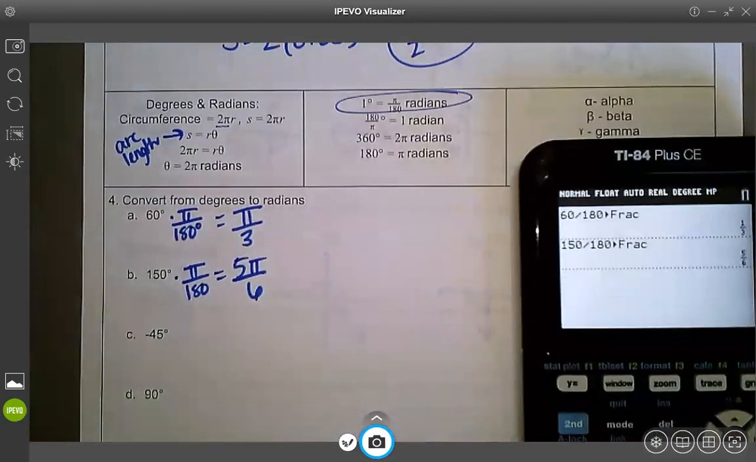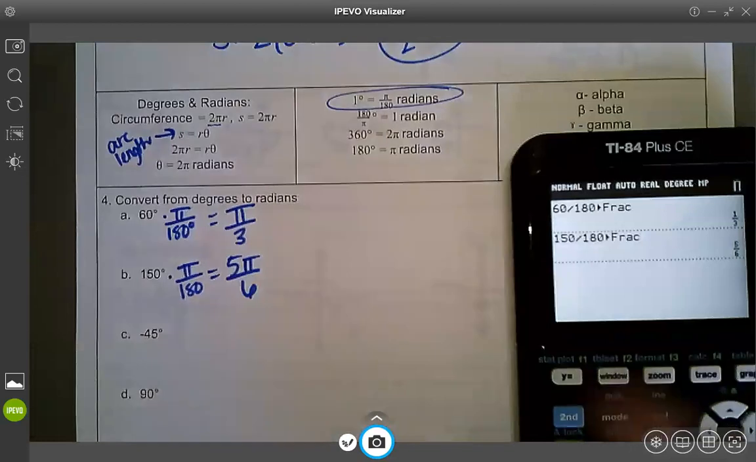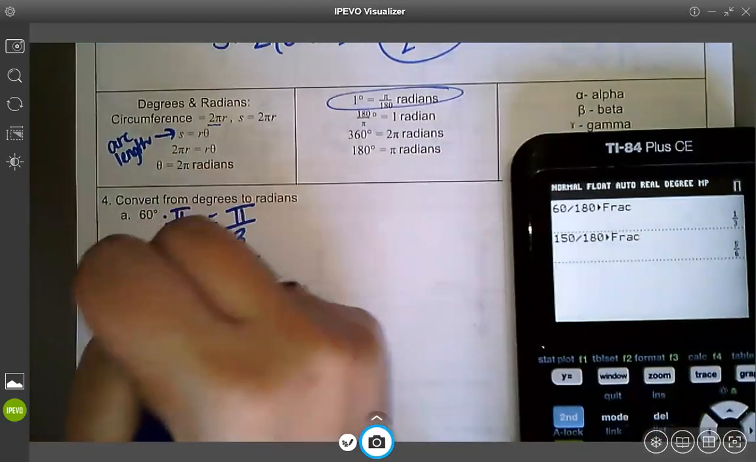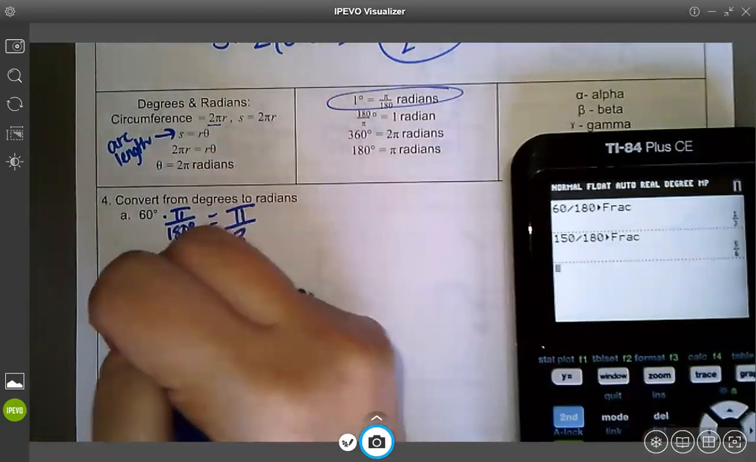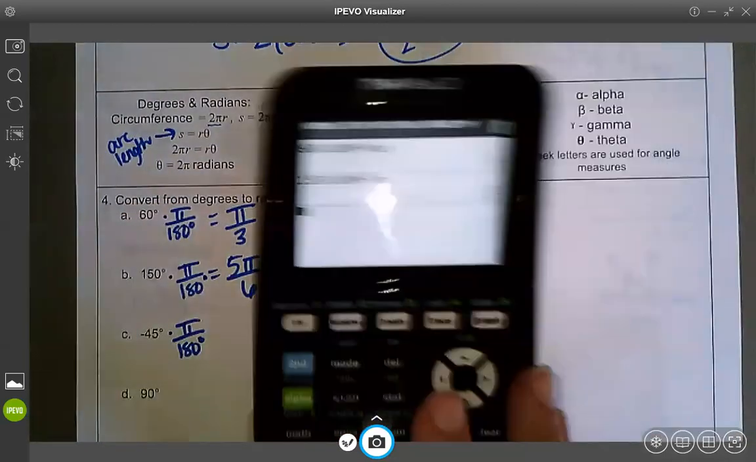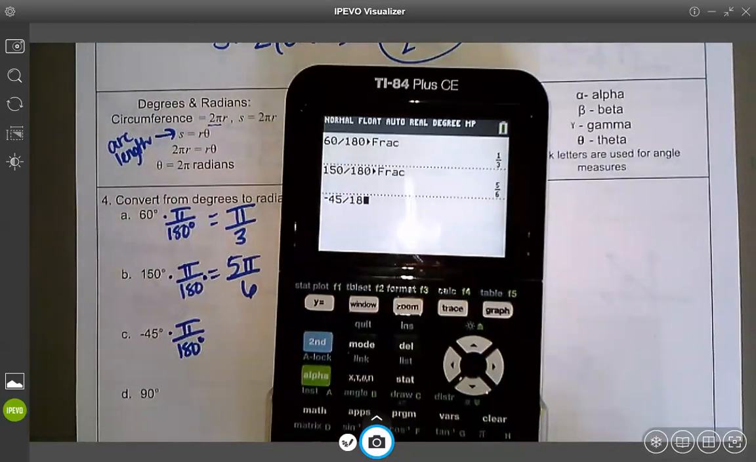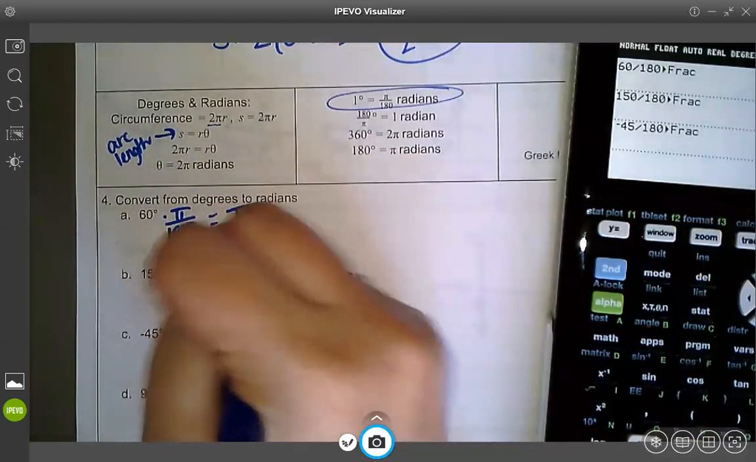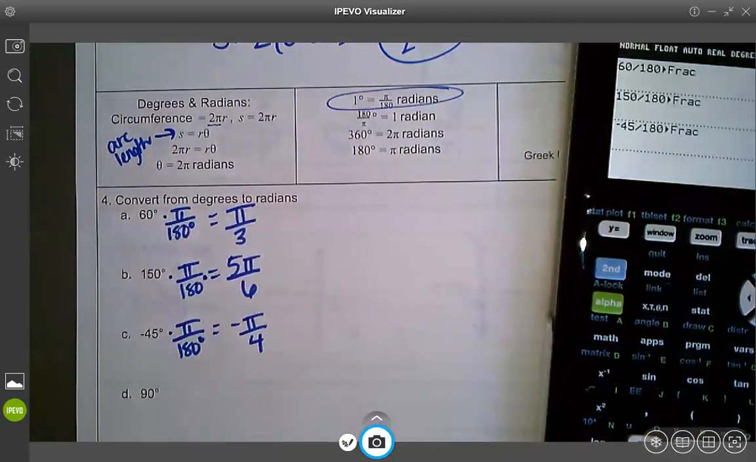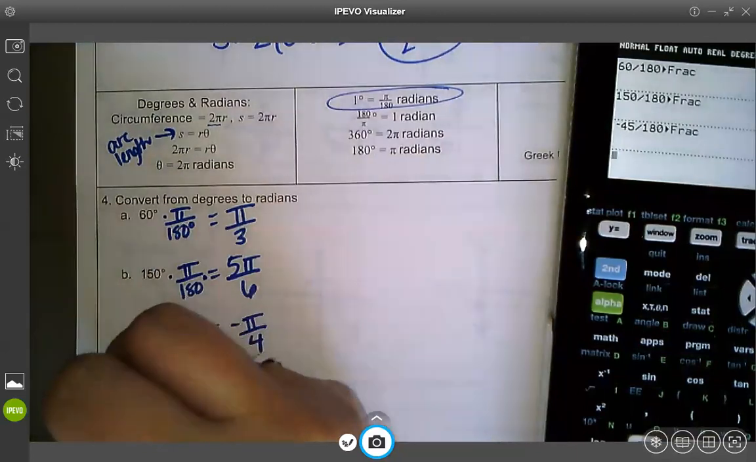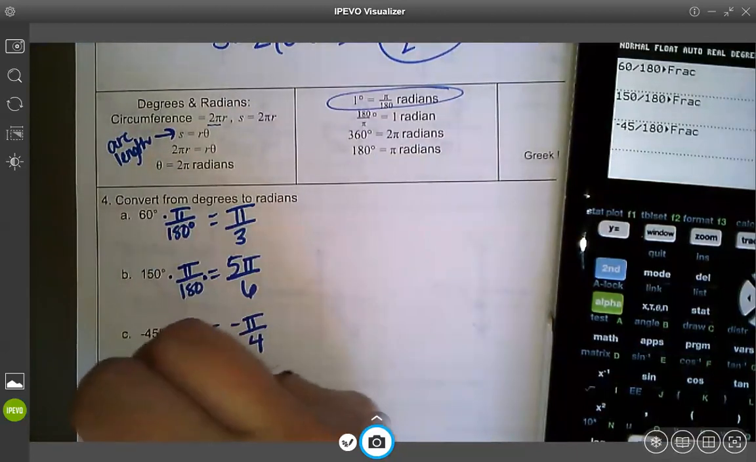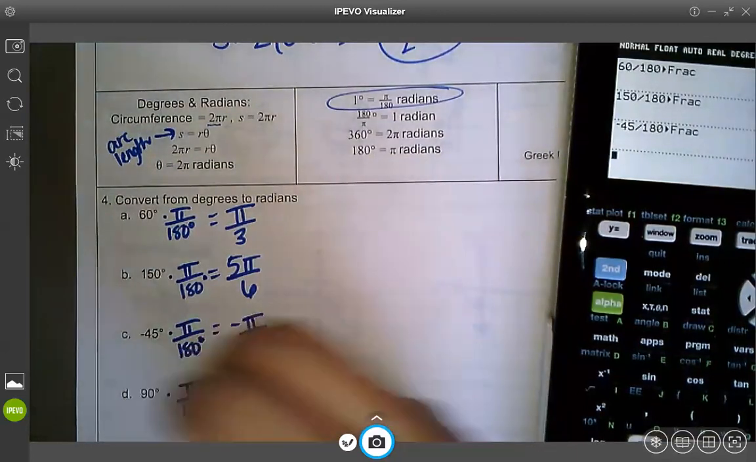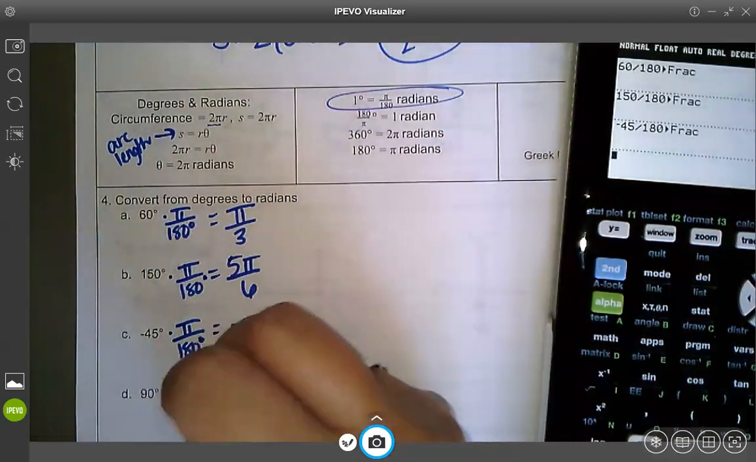Negative 45 degrees. Doing the same thing, pi over 180. So negative 45 divided by 180, make a fraction. I get negative 1/4, which would just be negative pi over 4. And then 90 degrees, multiply it by pi over 180, and you get pi over 2.